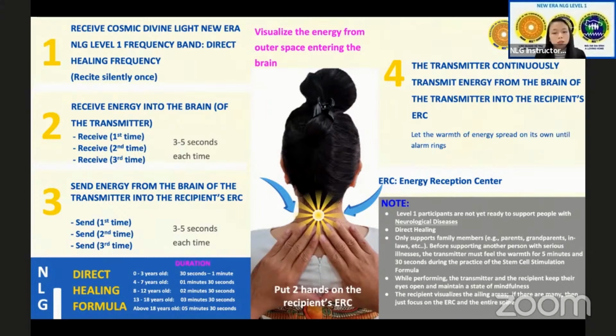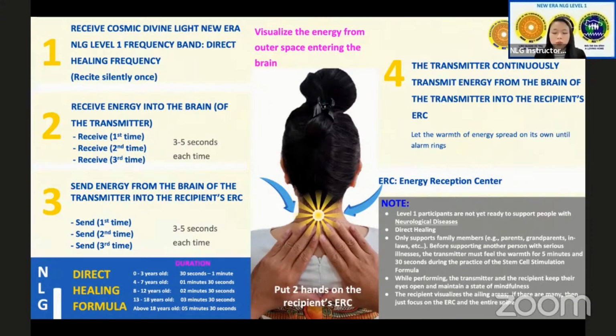And at level 1, please note that you can only support your family members, so start with them first. Remember the things about self-love and love of family. So reach out to your family first at this stage. It could be your parents, grandparents, your in-laws, or the people on either side of your family, that's fine.